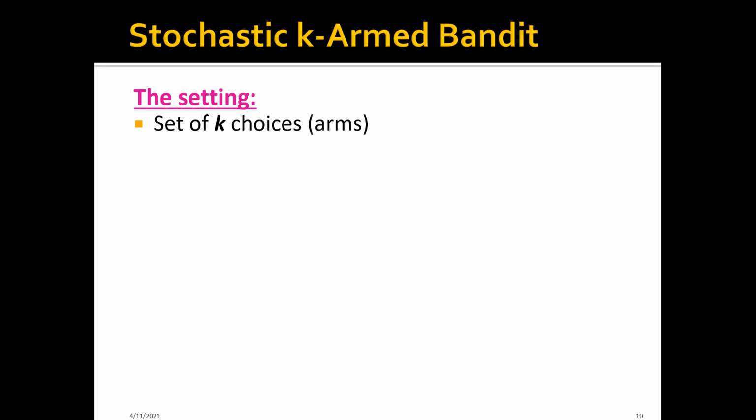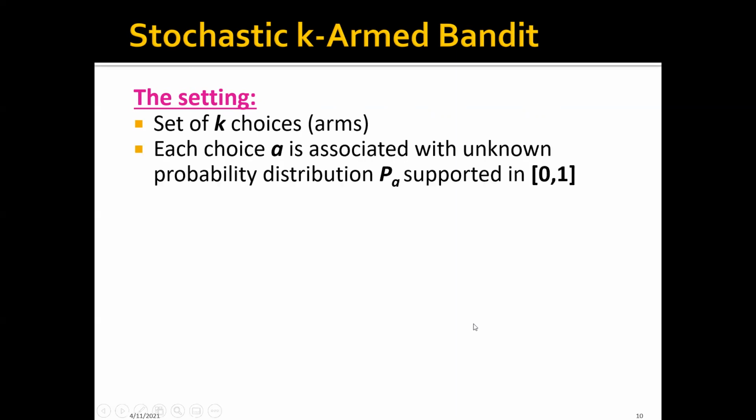Now, the formal setting of a stochastic k-arm bandit problem is that we have a set of k choices. So these are the k arms that we talked about. And each choice, so each arm, is associated with an unknown probability distribution, P A, and it has support between 0 and 1. So you can think of this, for example, as a Bernoulli distribution. Whenever you pull an arm, it's like you're drawing a sample from a Bernoulli distribution. So either you're going to win or you're going to lose. If you win, you get a reward of 1, and if you lose, you get a reward of 0.